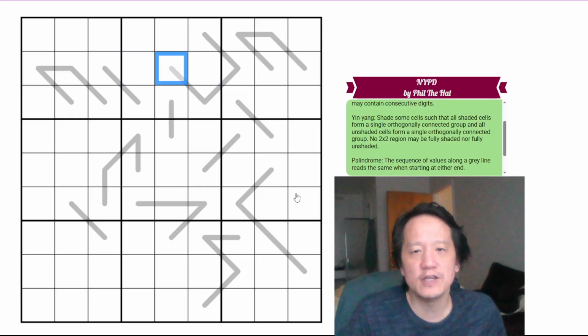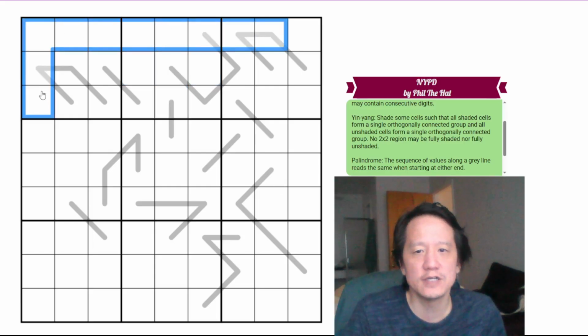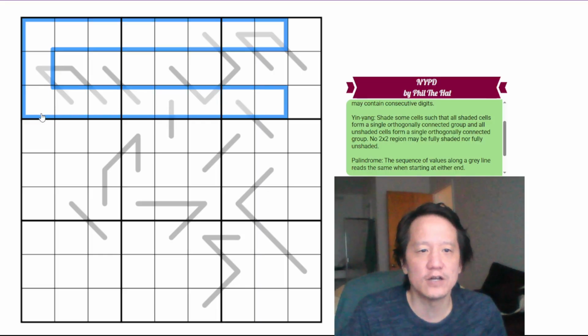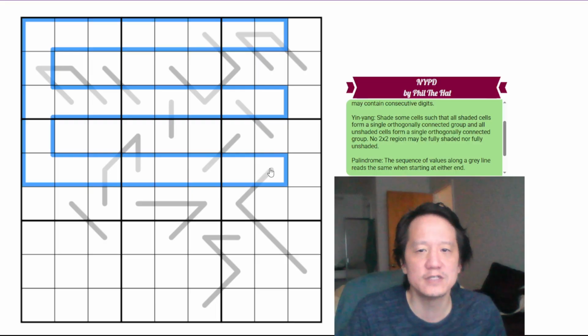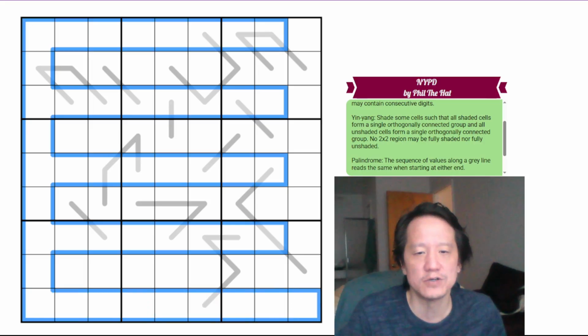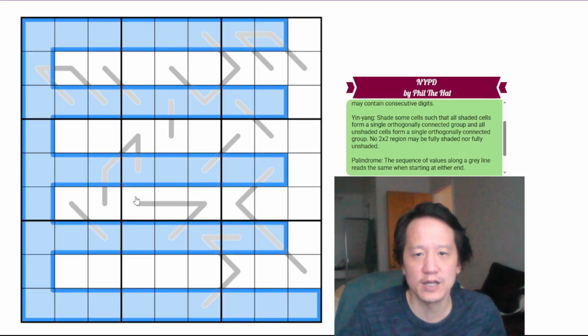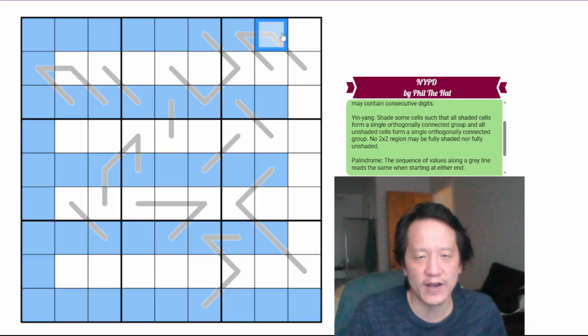We also have yin-yang shade, where we need to shade some cells such that all shaded cells form a single orthogonally connected group, and all unshaded cells form a single orthogonally connected group. And no 2x2 region may be fully shaded nor fully unshaded. So this is an example of a yin-yang shading that is valid. This is not, because there's a 2x2 area that is all unshaded.